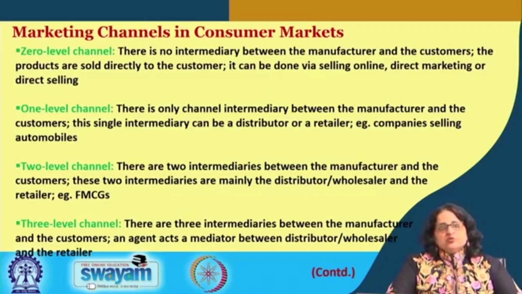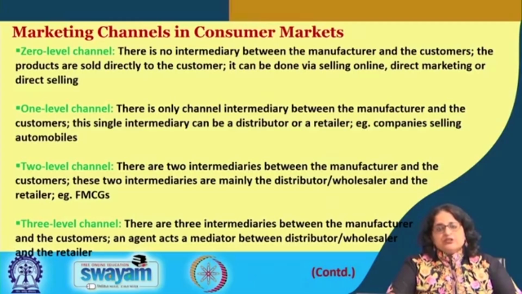Marketing channels in consumer markets could also be 1 level, 2 level and 3 level. In the case of 1 level, there is only one channel intermediary between the manufacturer and the customers, and this single intermediary can be a distributor or a retailer. For example, you have car dealers or you have dealers of electronics, and so this is typically a 1 level channel. You have 2 level channels when there are 2 intermediaries between the manufacturer and the customers.